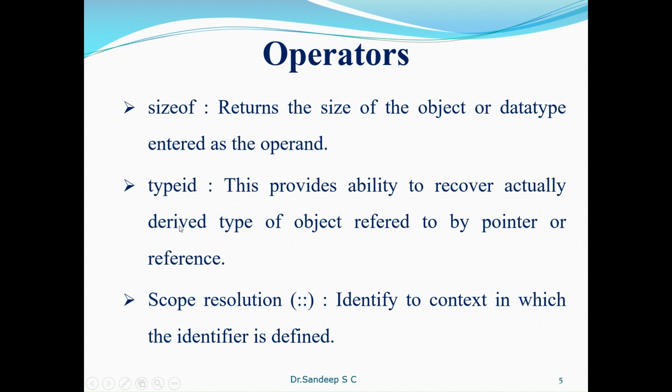Then we have something called typeid. This we haven't used yet. We will see that in the coming session. This provides the ability to recover the actual derived type of an object referred to by a pointer or a reference. As a pointer and a reference are involved, I will explain this when we discuss pointers, and in a later session we'll discuss typeid again.